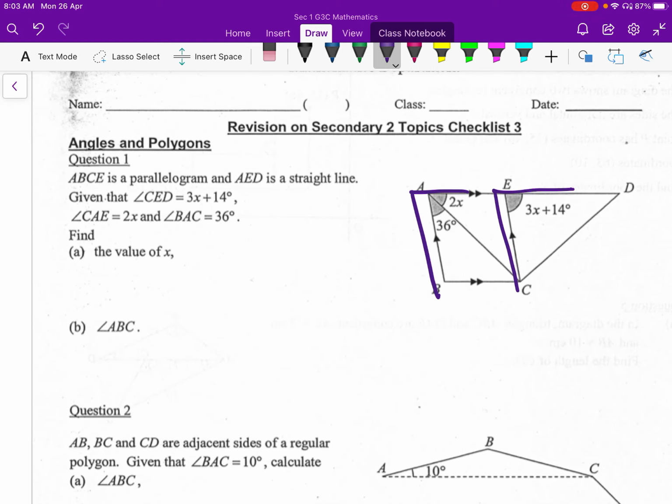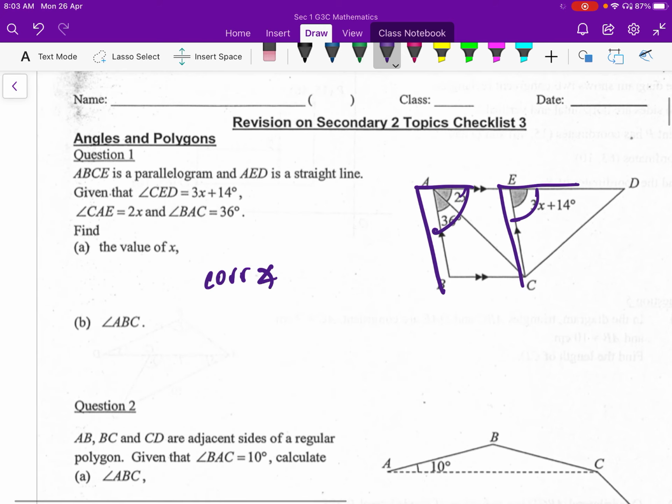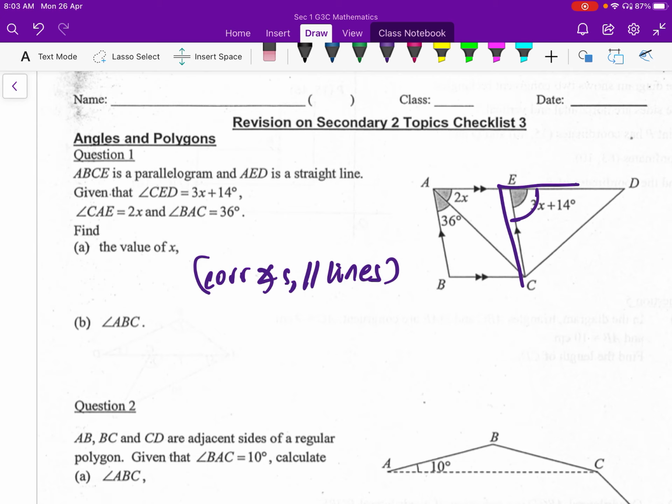Right, so these two angles being the same, you should have written somewhere corresponding angles, parallel lines as part of your reason. Definitely, there are other ways of doing it which will actually be longer. For example, alternate angles, parallel lines. Then after that, you go with the opposite angles of a parallelogram.